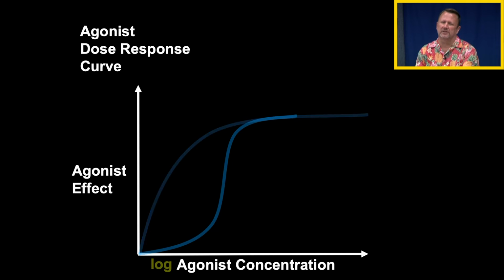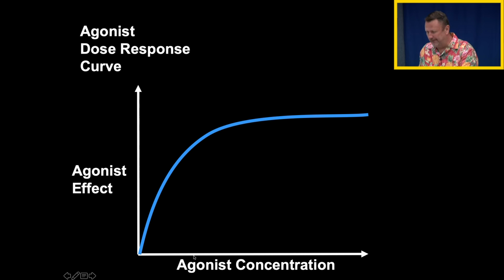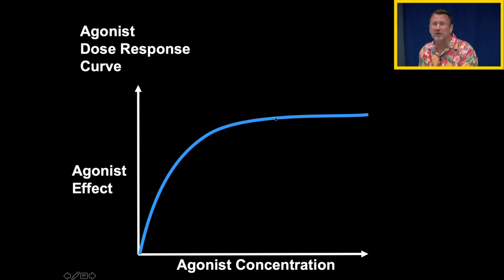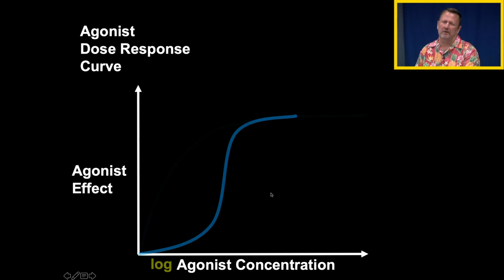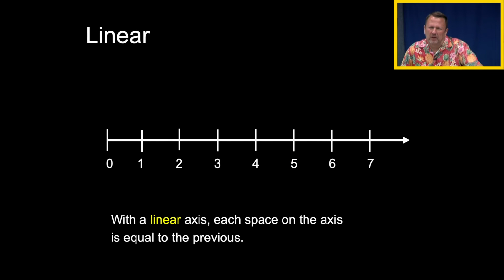Some of the curves look like this, and other curves look like these little S-shaped things. We're going to start talking about these little S-shaped curves when we talk about agonist dose response curves. It's quite simply a logarithmic axis on the bottom. Linear axis, logarithmic axis. If we change the way the axis is formed, we can make this any shape we want. Depending on the logarithm, we can make it a nice S shape. It doesn't need to go on forever. So instead of linear, we can make it logarithmic. Let me show you quickly what logarithmic and linear are.